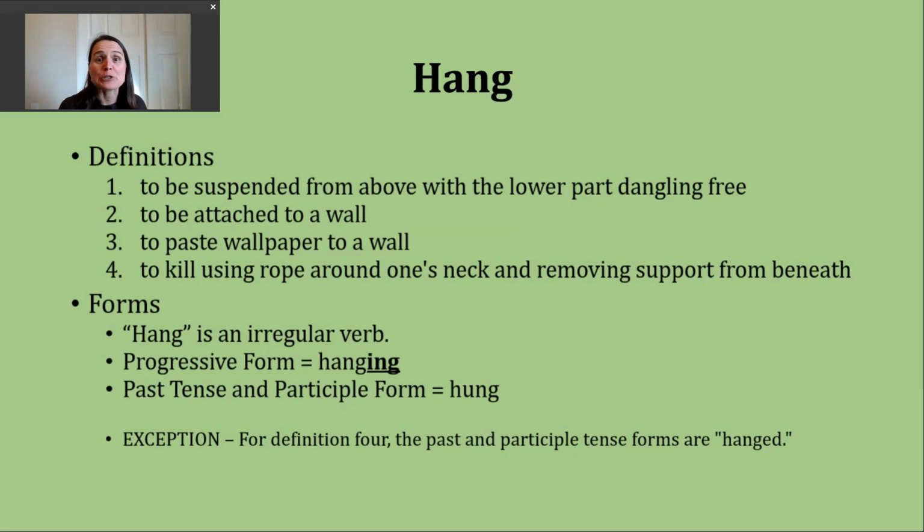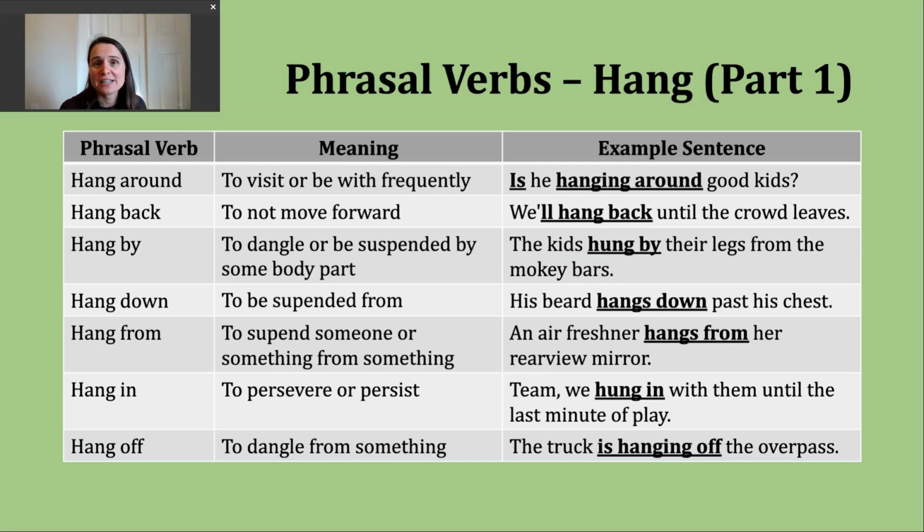Now, there are so many different ways to use our verb hang that we're going to focus on different phrasal verbs today. And the first one we'll look at more closely is to hang around. This means to visit or be with someone quite frequently. An example of this might be, is he hanging around good kids?